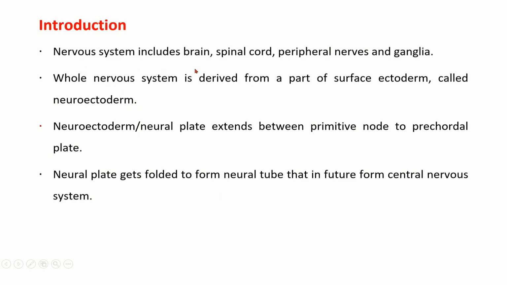So nervous system includes brain, spinal cord, peripheral nerves and ganglia. Whole nervous system is developed from surface ectoderm which modifies to neuroectoderm. So neuroectoderm forms the neural plate which extends from primitive streak to precaudal plate. So neural plate forms the neural groove and then neural folds and then the neural tube. So neural tube differentiates to give rise to the entire nervous system.